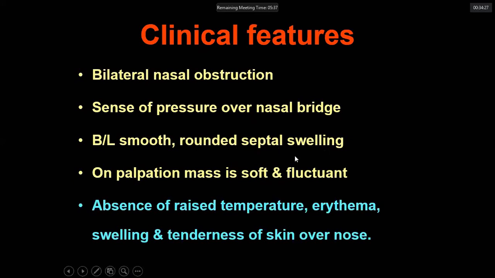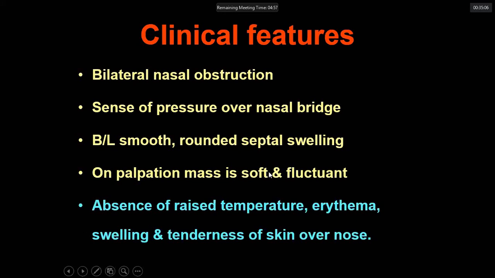Sometimes, in my practice, I've seen several cases, especially during my residency. The cases were referred from the periphery. They were seen by the HF, and they thought that this septal swelling was a polyp or something like that. The patients were treated for a prolonged time with antibiotics and so many things. And when the patient came, the septal hematoma had already become a septal abscess, and then there was necrosis of the cartilage. So, bilateral smooth rounded septal swelling.